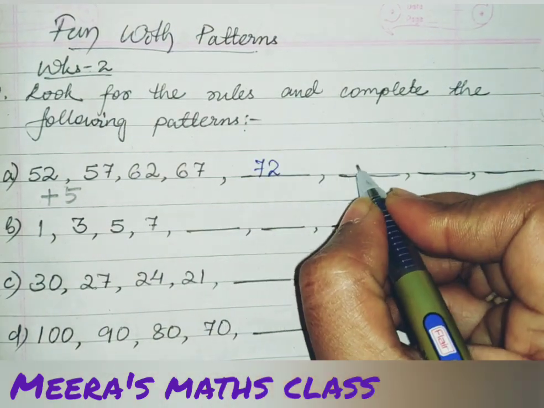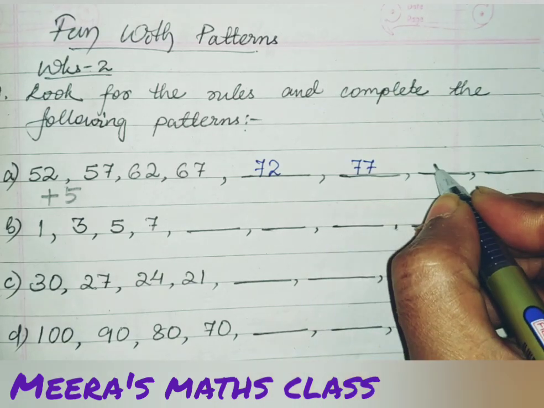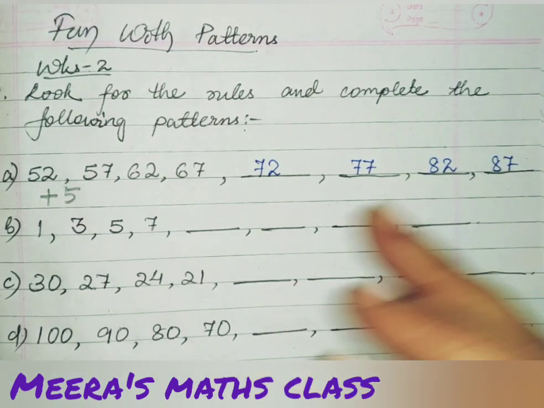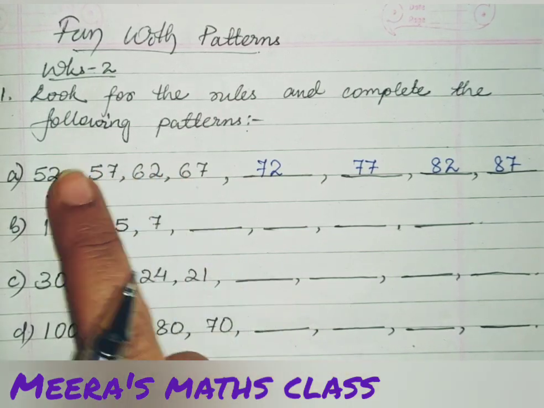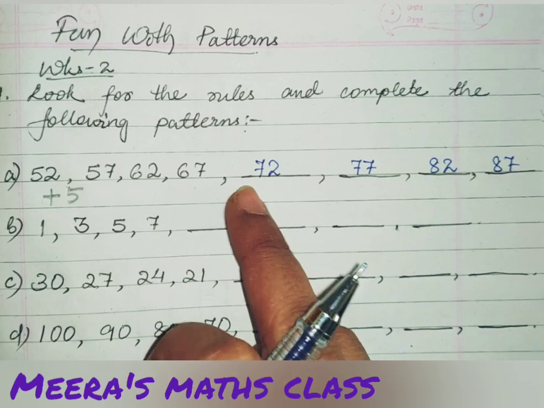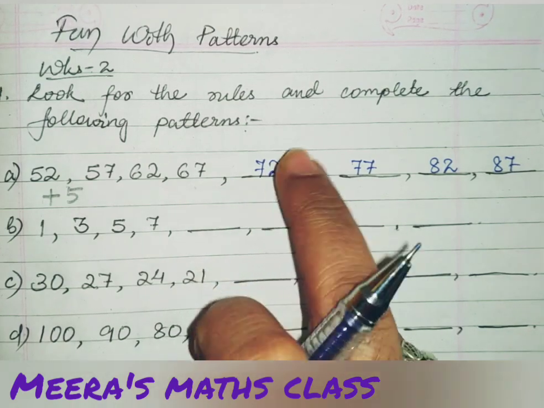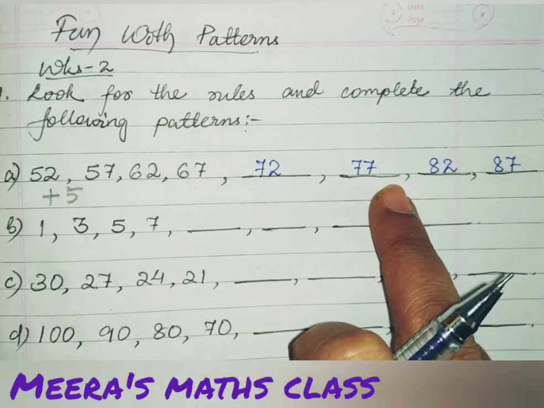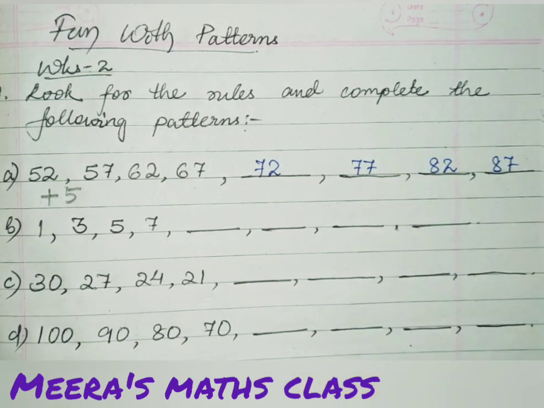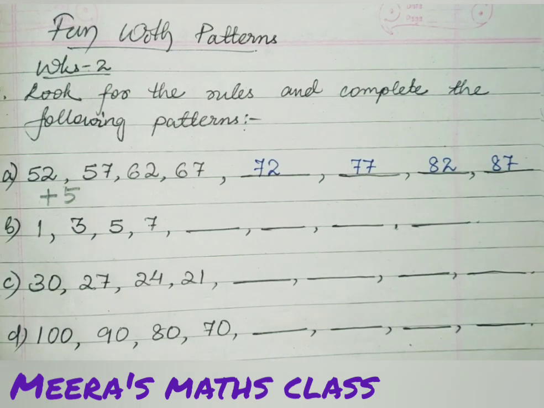72, 77, 82, 87. How did I get it? Either you can watch this and write, or you can add 67 plus 5, 72, 72 plus 5, 77, 77 plus 5, 82, 82 plus 5, 87. Okay, so let's move to the next question.